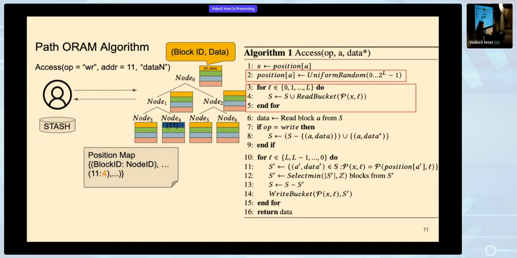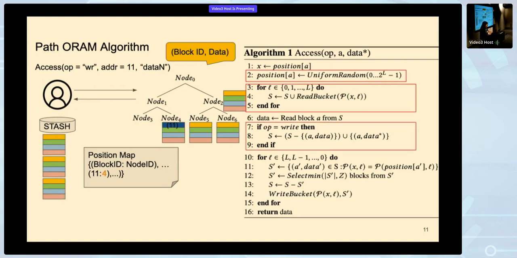Here, what it does is read from the root node to the leaf node, and all of the blocks along this path, into the stash. Then if we're doing a write operation, we do the update in the stash. So that's a normal update function with the key being the address here, and you put the new data in.